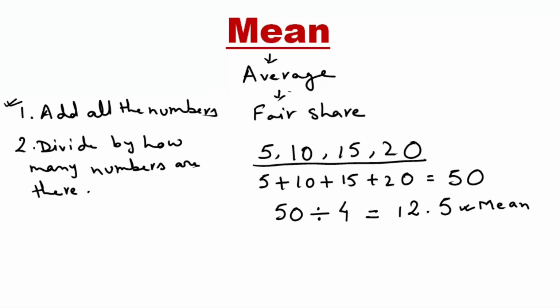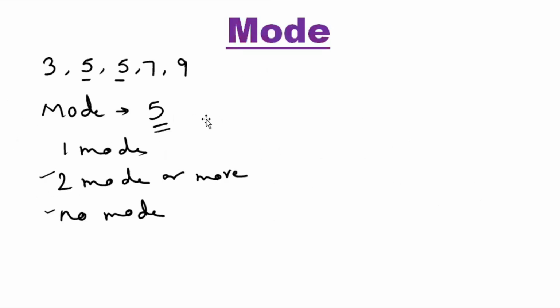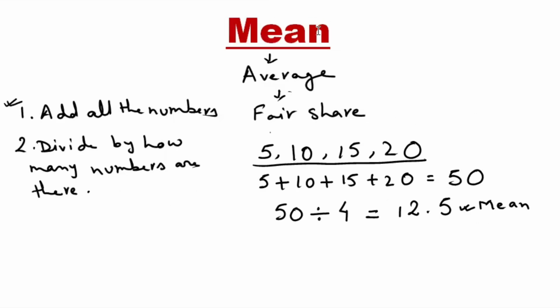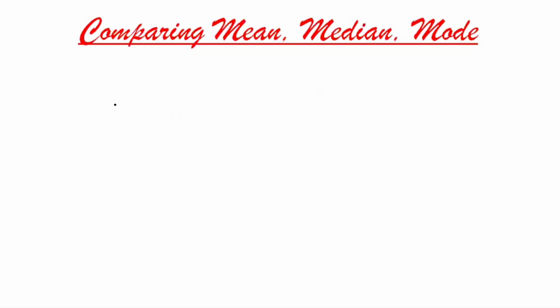What are mode, median, and mean? What was the mode? The mode was the number that appears often, the median is the middle number, and the mean is the average and the fair share. And now you understand how we can find the mean, the median, and the mode. Now we will see the comparison between mean, median, and mode.